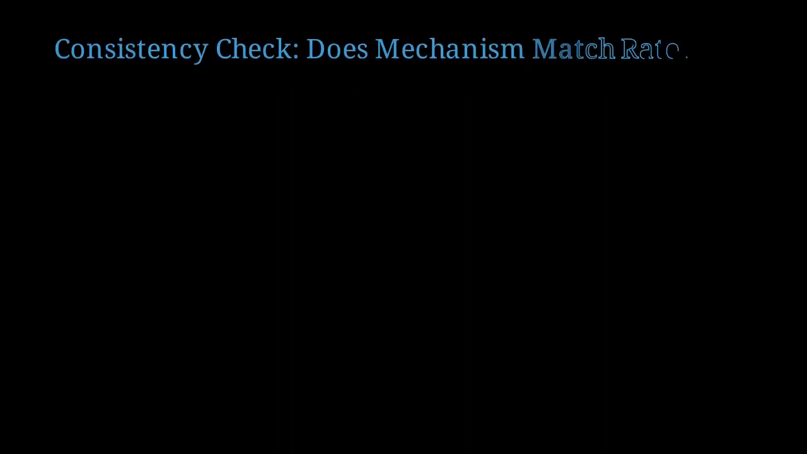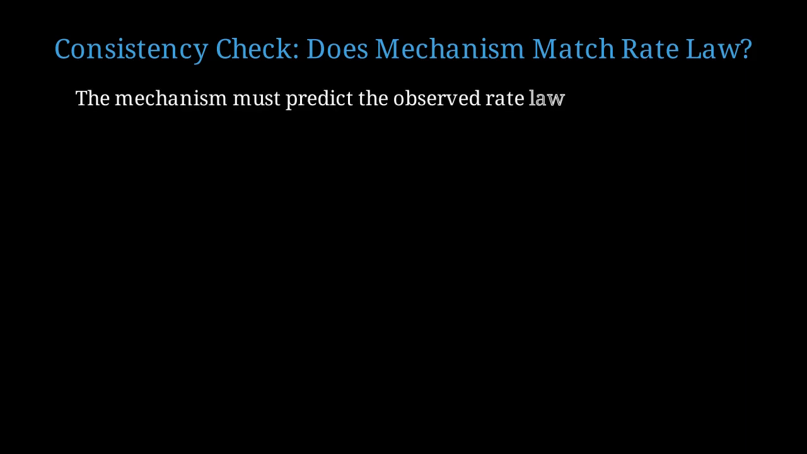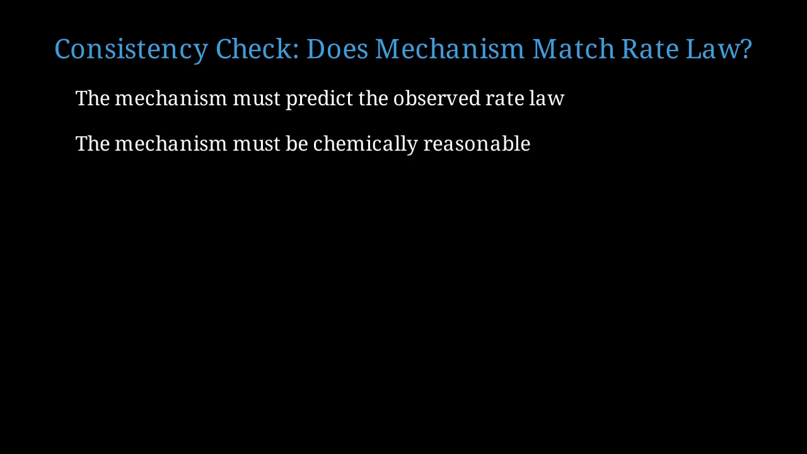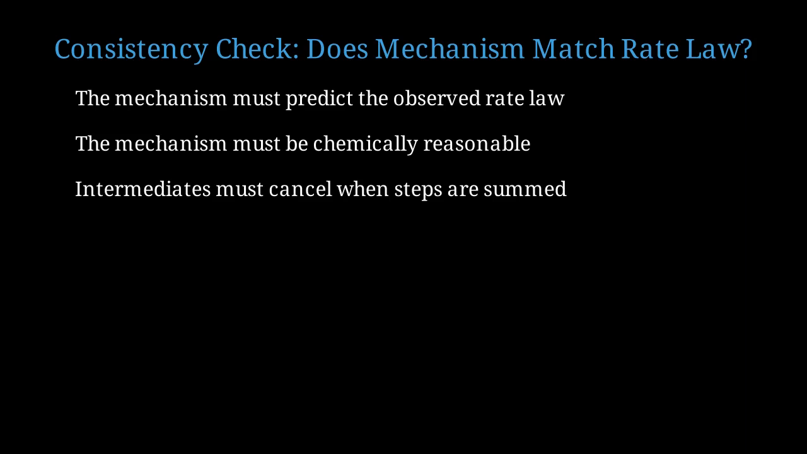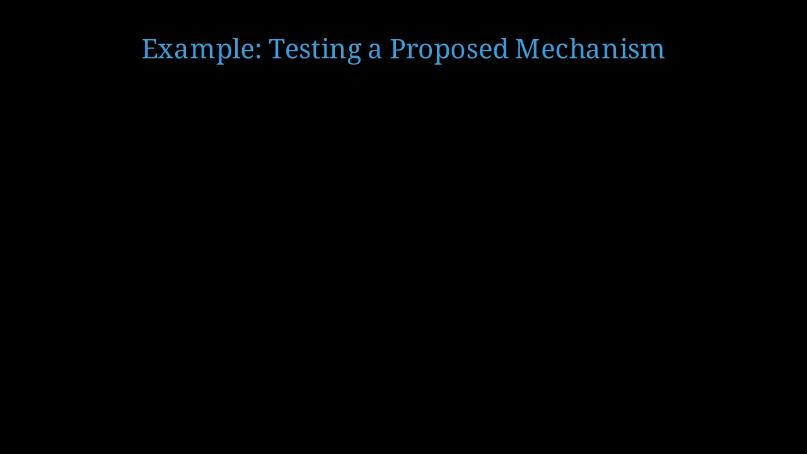An essential step in kinetics is checking consistency between proposed mechanisms and experimental rate laws. Any proposed mechanism must predict a rate law that matches what you observe experimentally. If it doesn't, the mechanism is wrong. The mechanism must also be chemically reasonable. Elementary steps should involve simple, plausible molecular collisions. When you add up all the elementary steps in your mechanism, intermediates must cancel out, leaving only the overall balanced equation. Let's test a proposed mechanism.